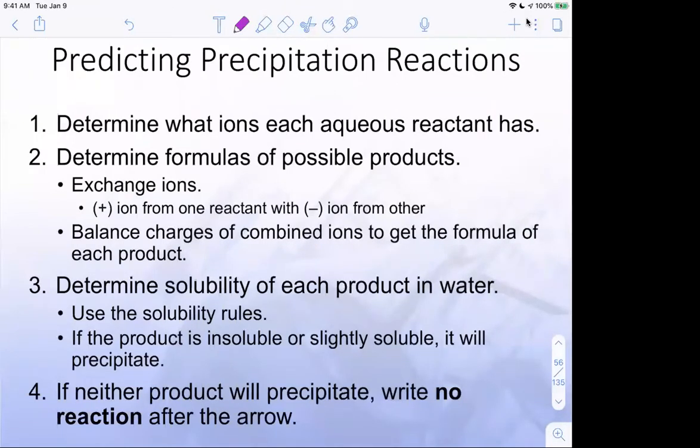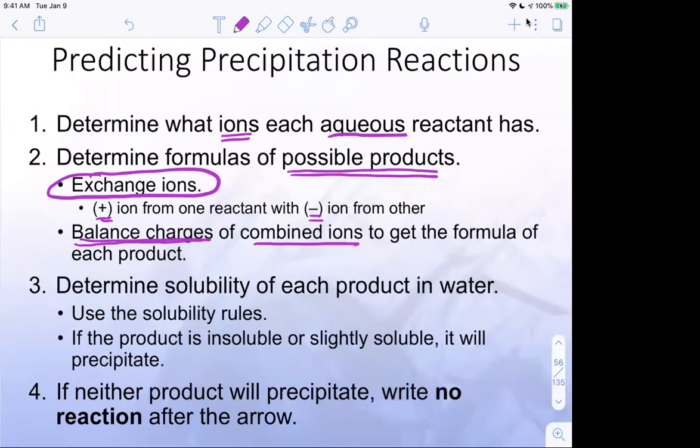The first thing I have to do is look at the two reactants, and I have to determine which ions are present in those aqueous solutions. Then I'm going to figure out what possible products can be formed. So I'm going to exchange the ions in my two reactants. The positive ion from one reactant gets recombined with the negative ion from the other reactant. This is really important. I have to balance the charges of those newly combined ions, and I have to write the correct formula of the potential products. This is where I use my nomenclature rules.